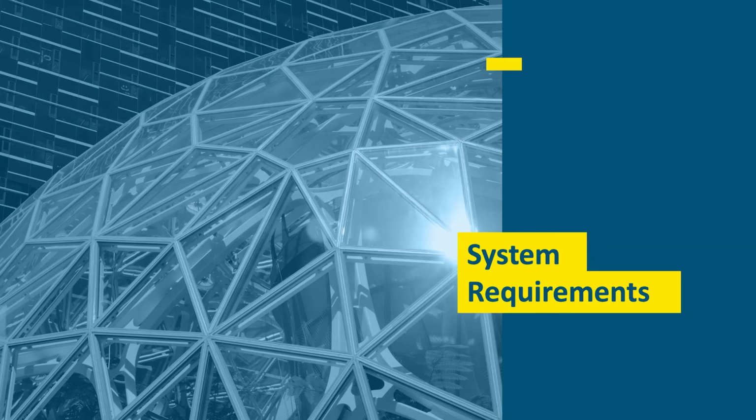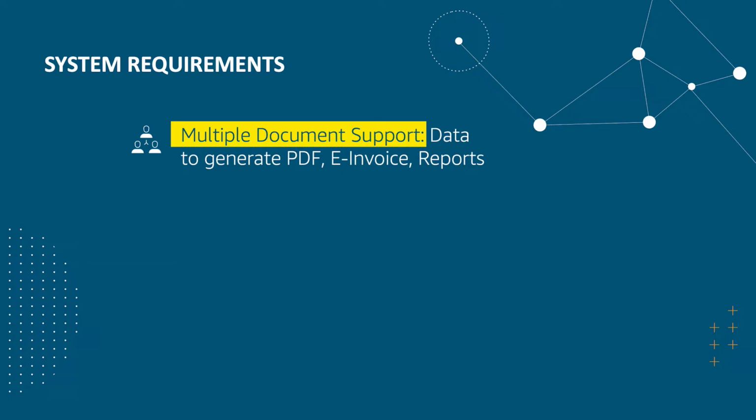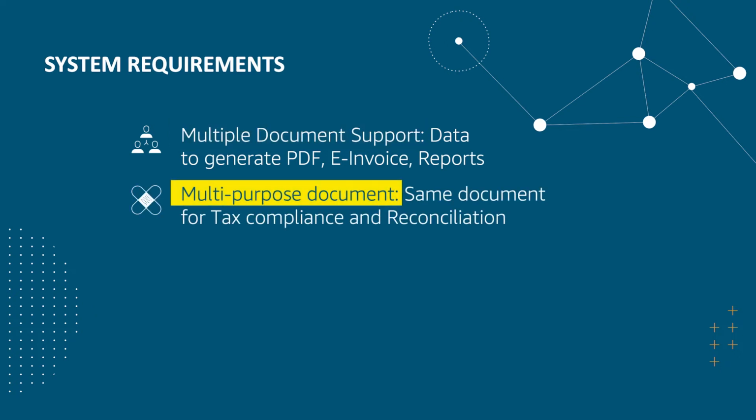We realized that there was a need to build a central system for assembling data that is used for financial documents that multiple teams can use and extend, with a set of technical requirements for the system we wanted to build. Number one, systems should be able to support multiple types of documents. For example, data from the framework should be usable for generating PDF documents, e-invoices, as well as customer-facing reports. Second, systems should be able to support generating documents that are used for multiple purposes, like a document that's used for tax compliance as well as a receipt.